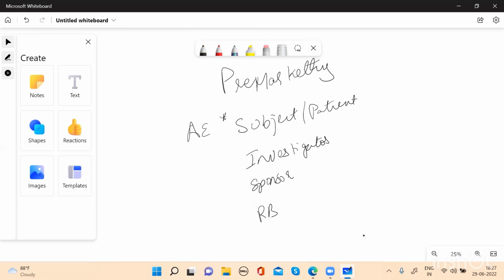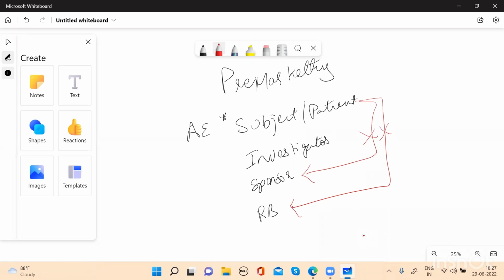The subject will not be in a position to report it to the sponsor or to the regulatory body, because the subject has only one point of contact, which is the investigator. So these two ways are not possible. The subject has only one document with them, the informed consent form, and in it only the investigator's details are given as the person to whom the adverse event should be reported.